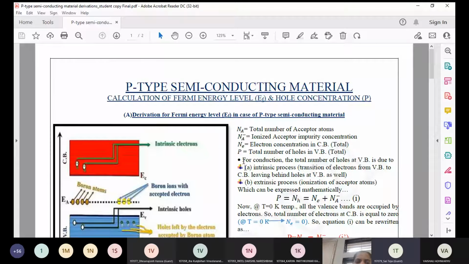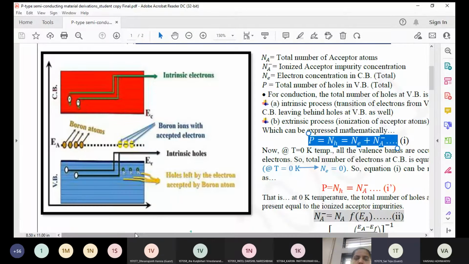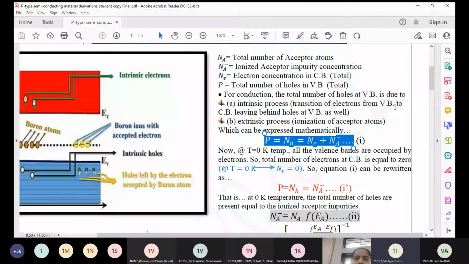So first I have taken Nh as the total number of holes in the valence band. So it will be equal to Ne, which is the total number of electrons present in the conduction band, plus Na minus, which is the number of ionized acceptor atoms. And Na minus, because the acceptor atoms will gain electrons and they will become negatively ionized. So if we consider the temperature as 0 Kelvin.